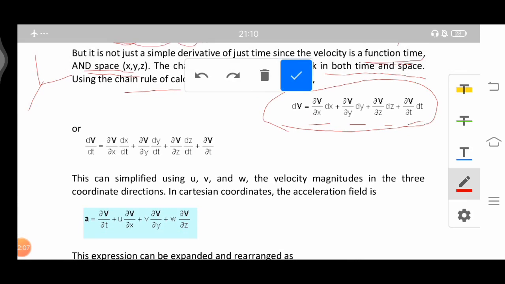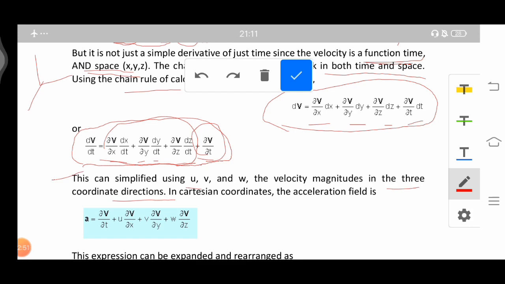Or you can say that dv upon dt is equal to del v upon del x times dx upon dt plus del v upon del y times dy upon dt plus del v upon del z times dz upon dt plus del v upon del t. So we have considered all the 3 dimensions and the time with which the velocity will be changing, and this can be simplified by using u, v, w, the velocity magnitudes in the 3 coordinate directions.